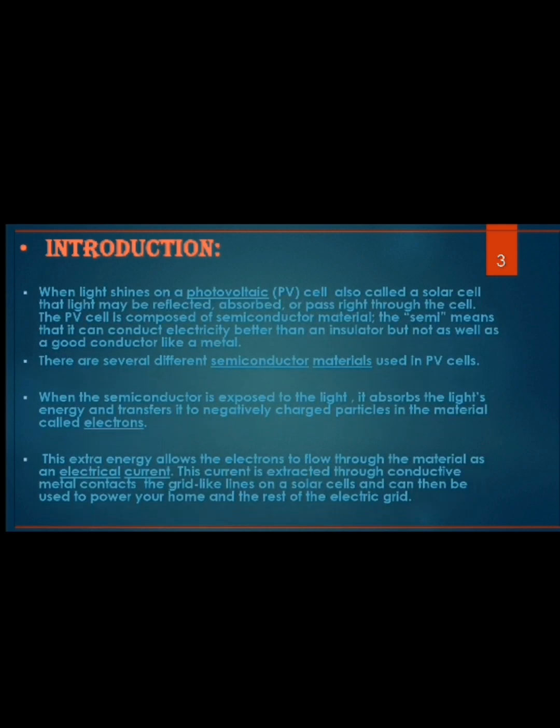So, firstly, we'll start with introduction. Introduction includes construction and working of photovoltaic cell. When light shines on a photovoltaic cell, also called a solar cell, that light may be reflected, absorbed, or pass right through the cell. The PV cell is composed of semiconductor material. The semi means that it can conduct electricity better than an insulator, but not as well as a good conductor like a metal. When the semiconductor is exposed to the light, it absorbs the light energy and transfers it to the negatively charged particles in the material called electrons.